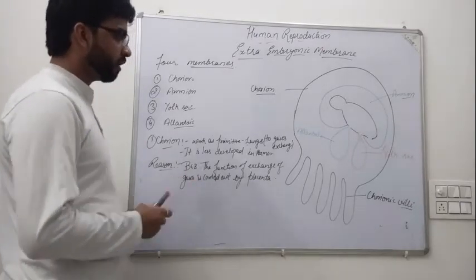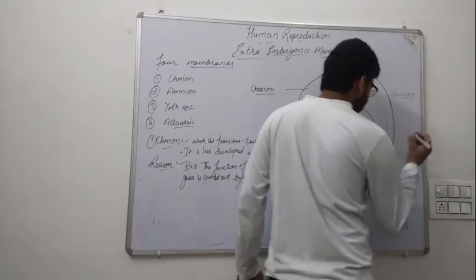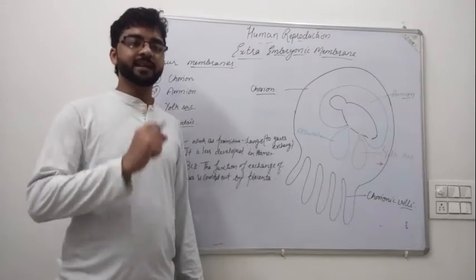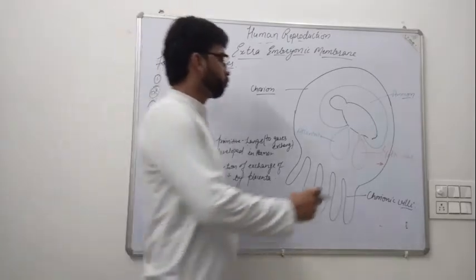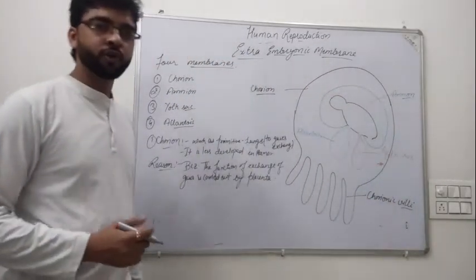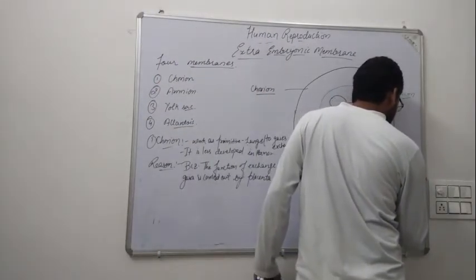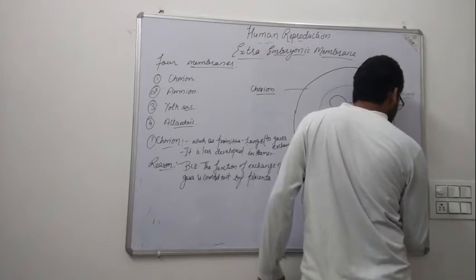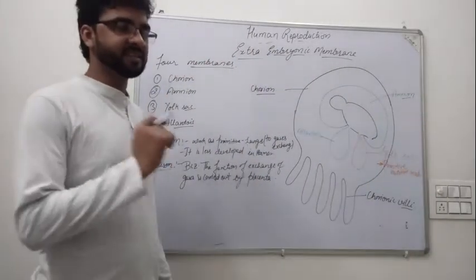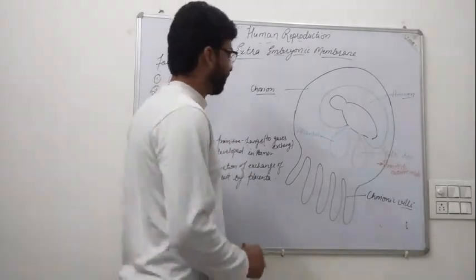Second one is yolk sac. I write it here as its function. Yolk sac takes nutrition, digests it, and transfers it to the further developing embryo or fetus. So it works as a primitive nutritive medium. Again, it is less developed in the case of human. Reason is that because placenta performs this function.